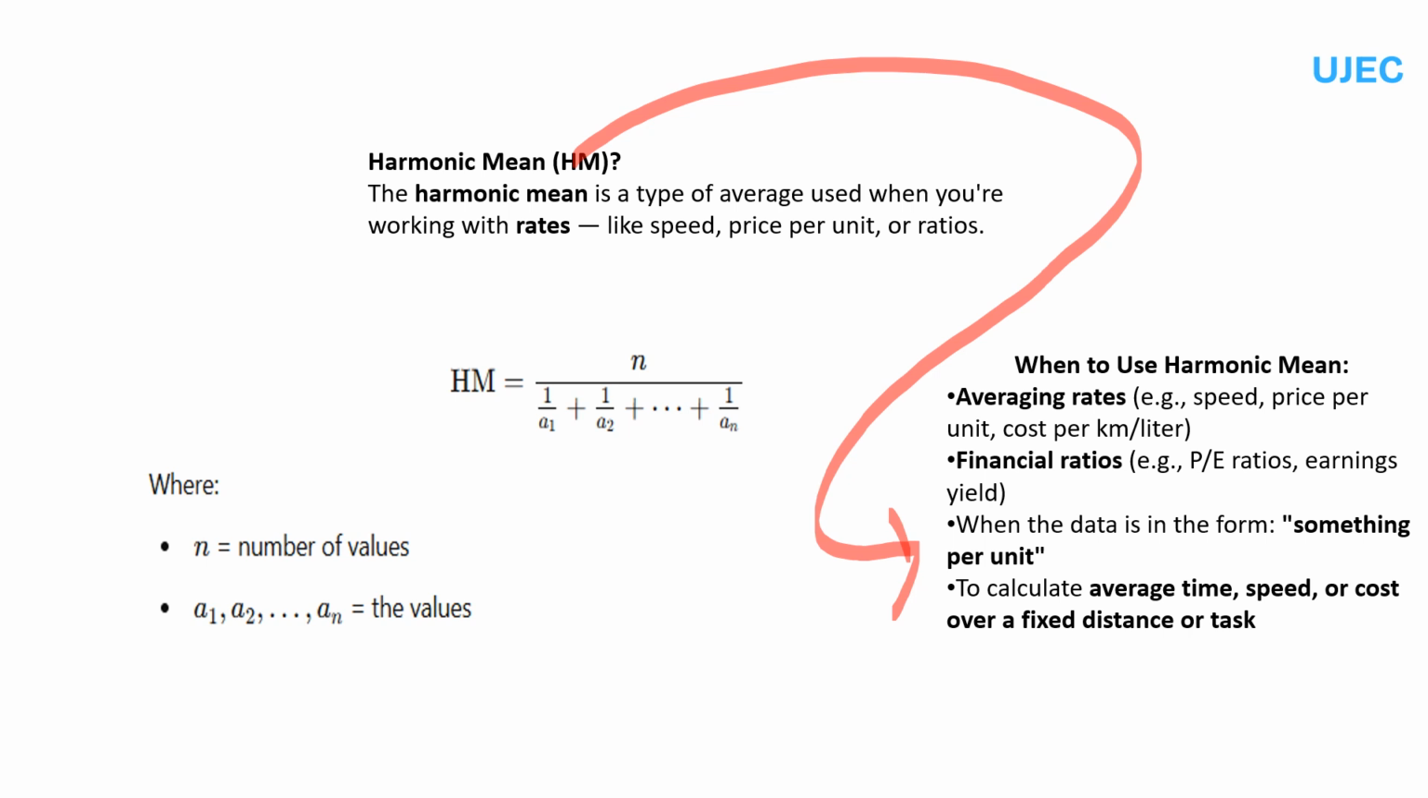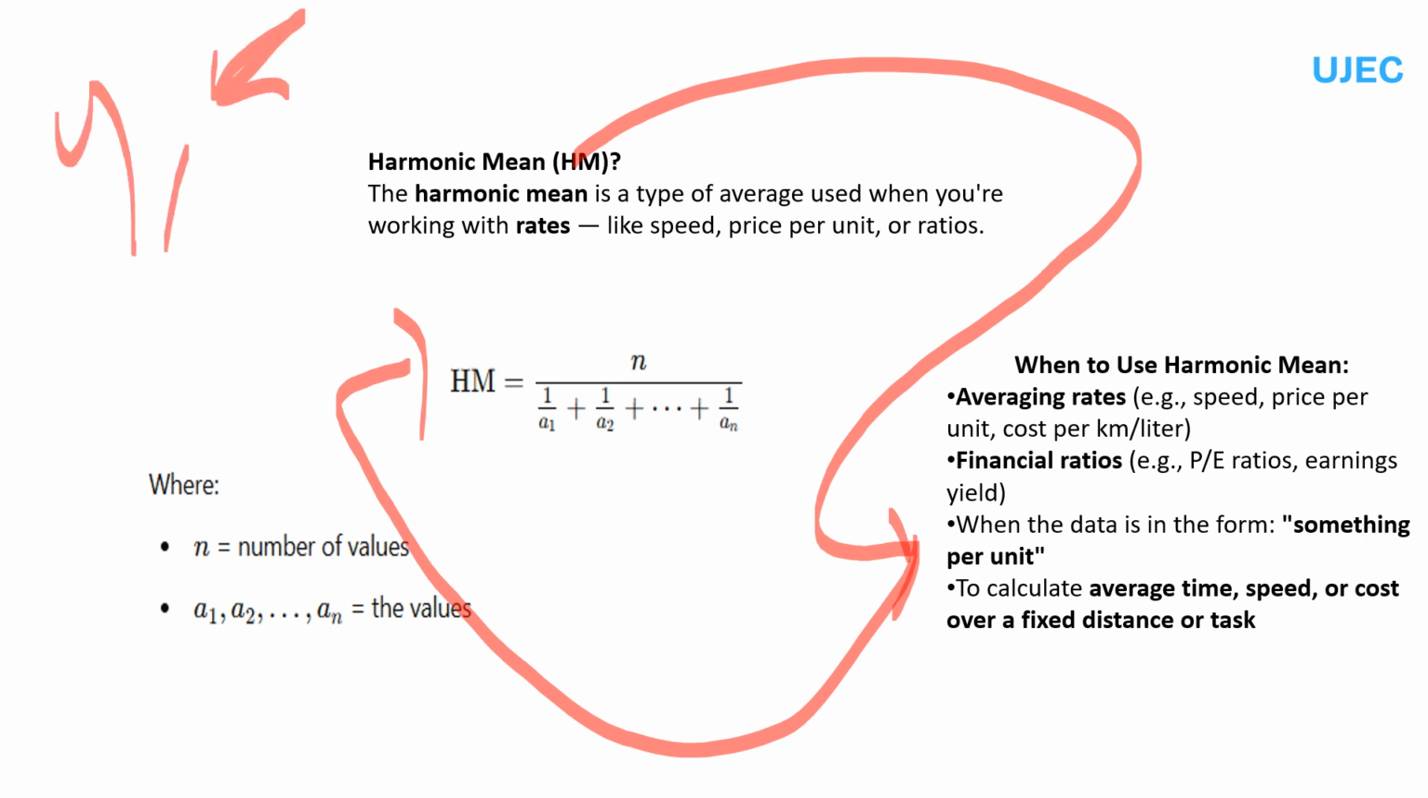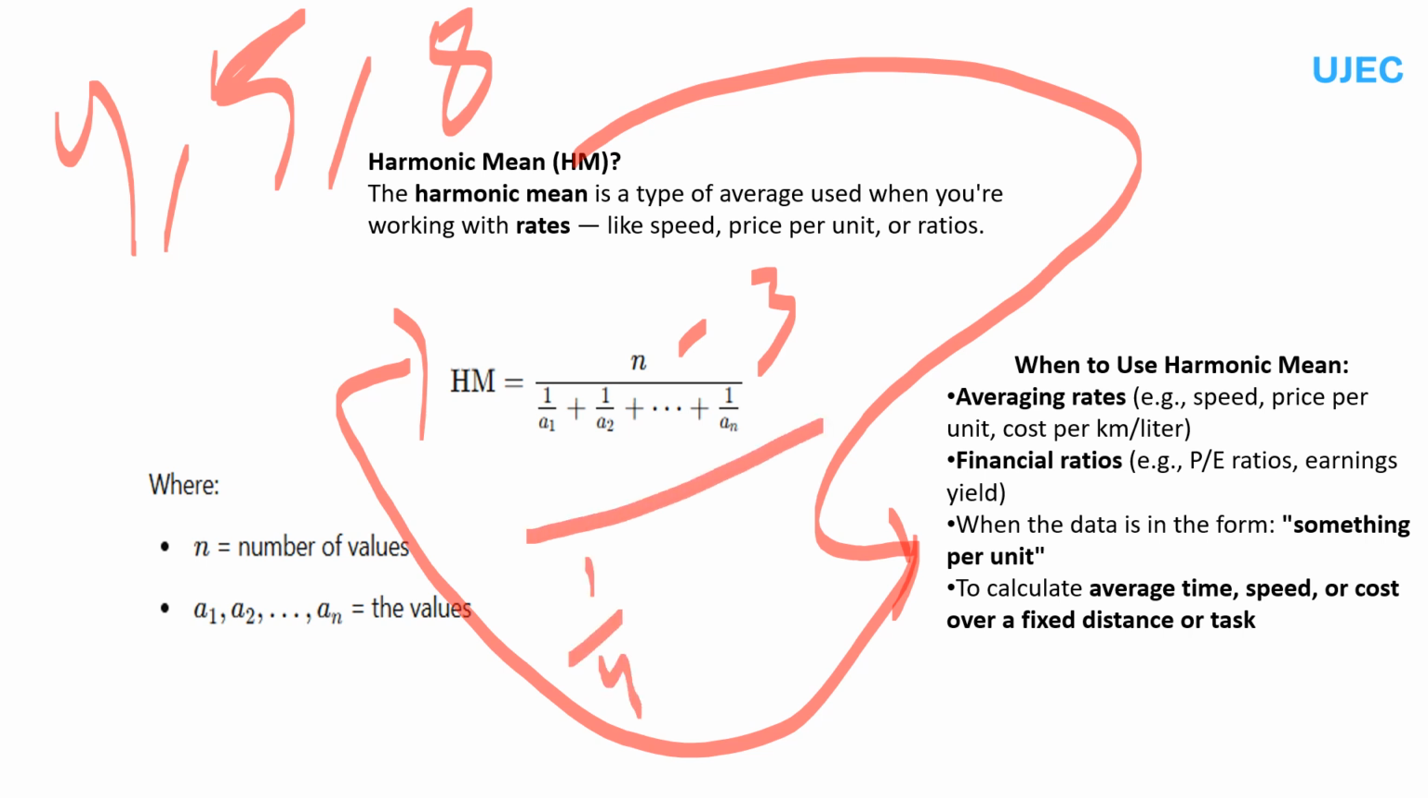And the way to calculate harmonic mean is with the number of values. For example, I have a data set that is 9, 5, and 8. Then n will be 3, and upon n there will be 1 upon 4, 1 upon 9 plus 1 upon 5 plus 1 upon 8. And that's how you calculate harmonic mean.